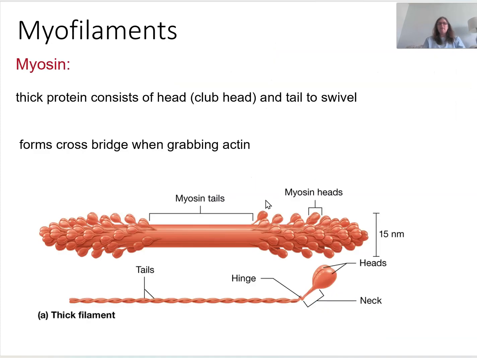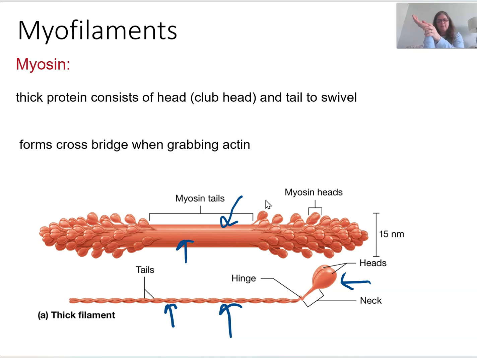Let's look at myosin. It's the thick protein. It's actually made up of these club head things. So you see these two heads called club heads with a long skinny tail. So there's a whole bunch of these together. Notice all the tails kind of get assembled in a bundle, and then you have all the club heads. Well, those club heads hinge.